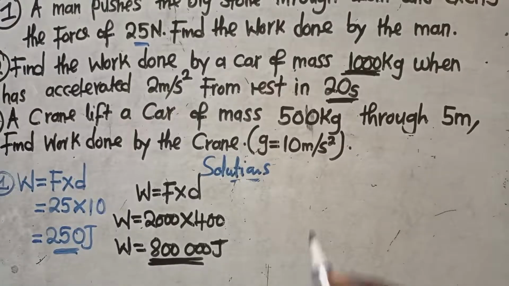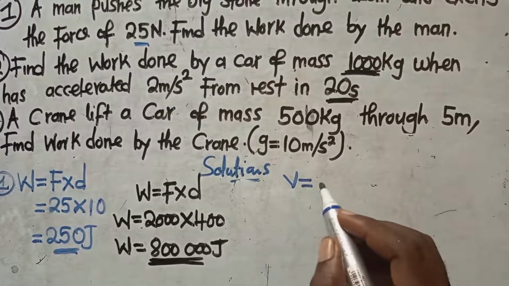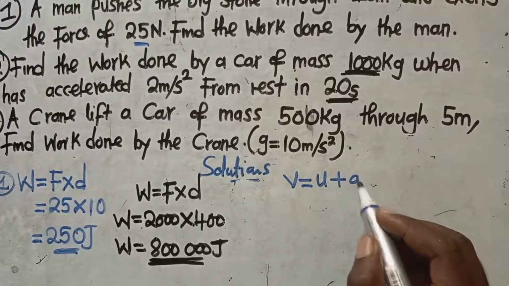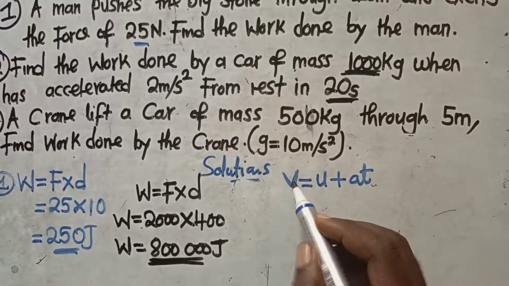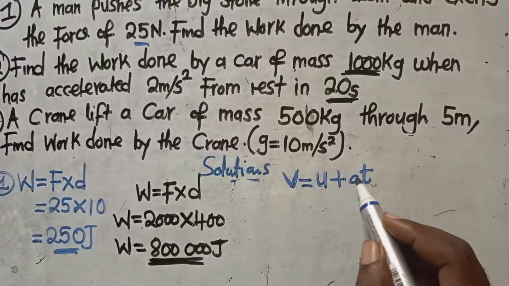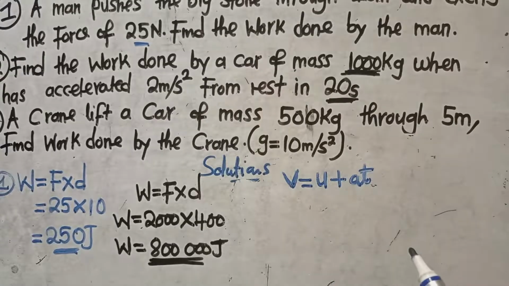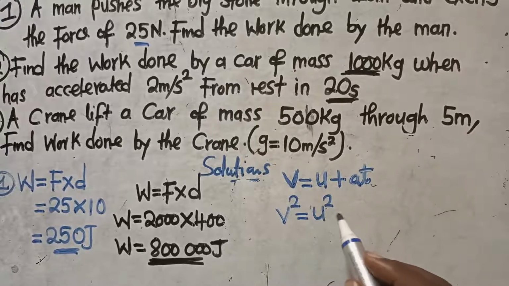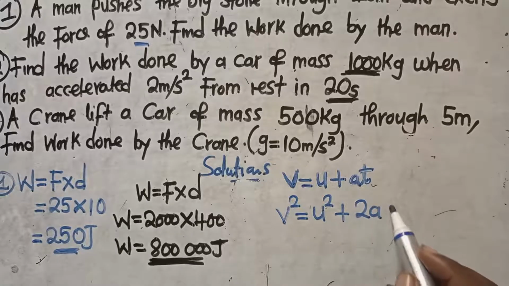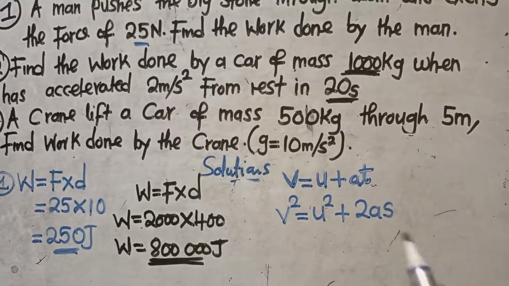3 equations of linear motion. The first one was V is equal to U plus AT. This is the first one, where you know that this is the final velocity. This is initial velocity plus acceleration, that is time. Second one was V squared is equal to U squared plus 2AS. So these formulas, you need to know how to use them. You need to make sure that you know how to apply them and how to use these particular equations.